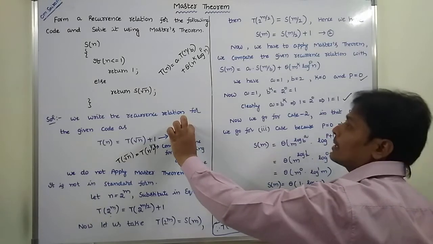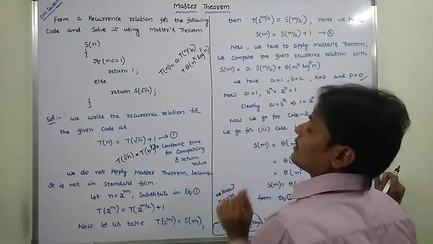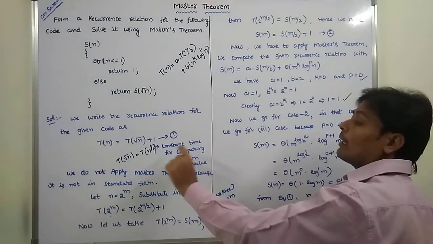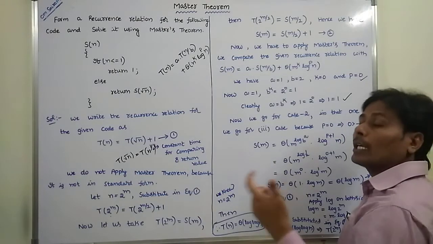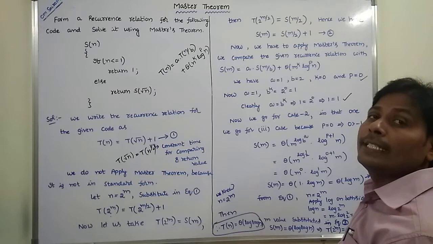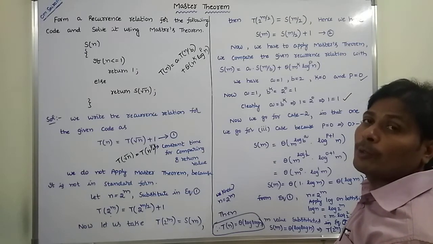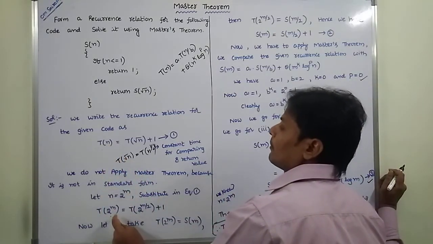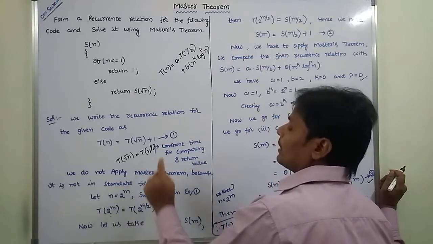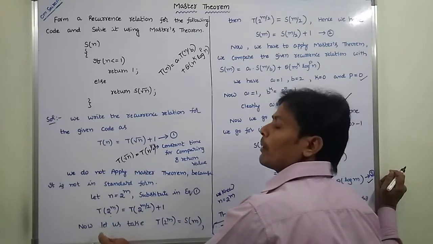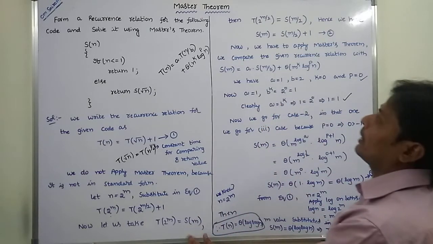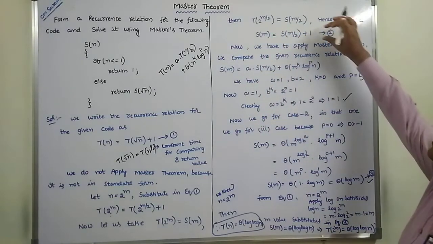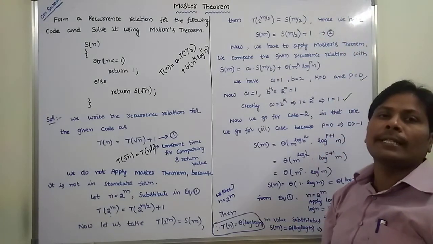This recurrence relation can be obtained from this code. First of all, this recurrence relation is not in the standard form, so we cannot apply the master theorem. First, we have to convert it into a standard recurrence relation. For that purpose, we take n is equal to 2 power m. So this equation can be written as T of 2 power m is equal to T of 2 power m by 2 plus 1. Now T of 2 power m can be written as S of m. So finally we get S of m is equal to S of m by 2 plus 1.